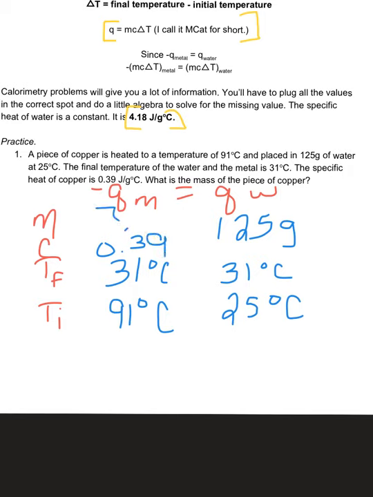So we don't know this. That's our mass. The specific heat of water we know, 4.18. That is our constant. So that's the information we know. We have to figure out the mass of the metal from all of that. So be sure you have that copied down.